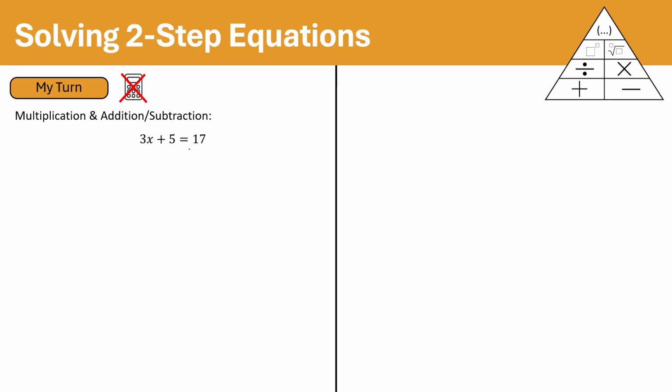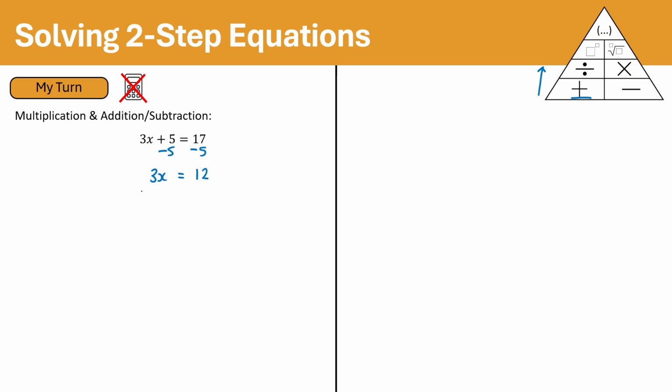Here we have 3x + 5 = 17. There are two things going on. I'm multiplying by 3 and I'm adding 5. And remember we said we want to work our way back through it in the opposite order we would normally do. So I actually want to undo the addition of 5 first. So I'm going to subtract 5 from both sides like this. On the left hand side that'll leave me with 3x, and I'll do 17 subtract 5 to give me 12 on the right hand side.